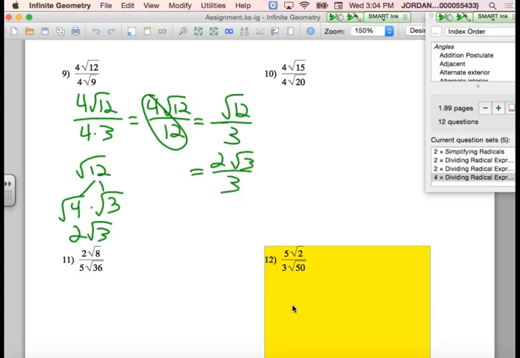Now, will the 2 over 3 reduce? No, 2 over 3 doesn't reduce. So this is as simple as it gets. And again, you can't divide the 3 on top by the 3 on bottom because the 3 on top is in a square root, and the 3 on bottom is not.